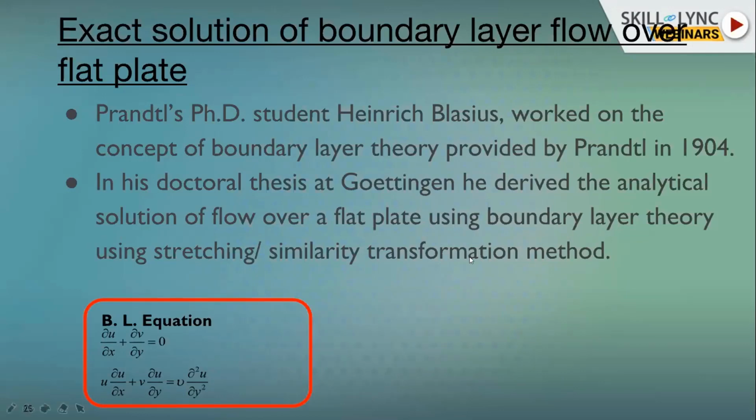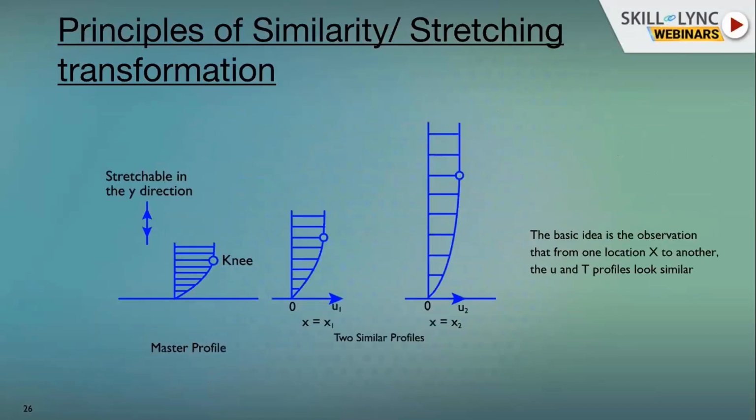So boundary layer, in this lecture we have come across what is boundary layer theory, how the boundary layer theory is a simplified form of the Navier-Stokes equation, what is the solution, what is the requirement. This is some of the glimpse from the stretching or the similarity transform solution.